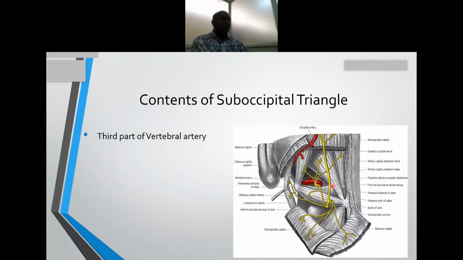Along with that you will also have the vertebrobasilar plexus of veins. So the third part of the vertebral artery emerges from the foramen transversarium and then lies on a groove on the posterior arch of the atlas, then pierces the atlanto-occipital membrane, and then goes medially to enter the cranial cavity through the foramen magnum. That part, until it pierces this membrane and goes in, is the content of the suboccipital triangle.